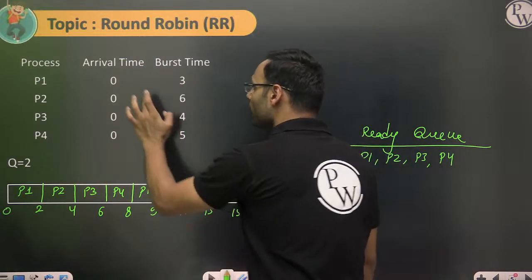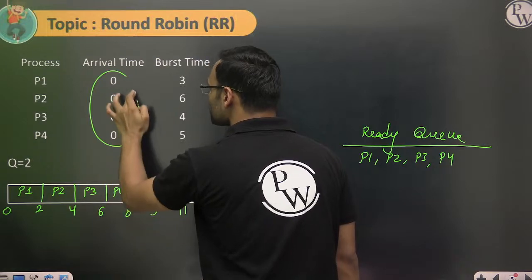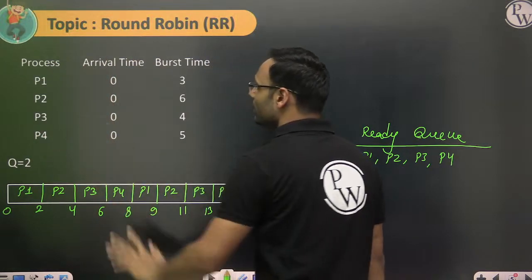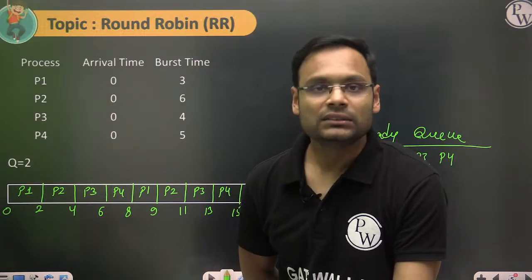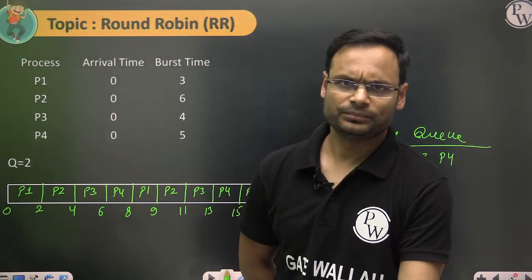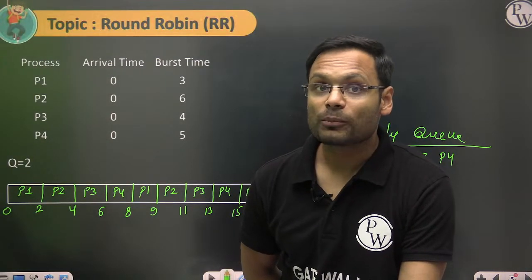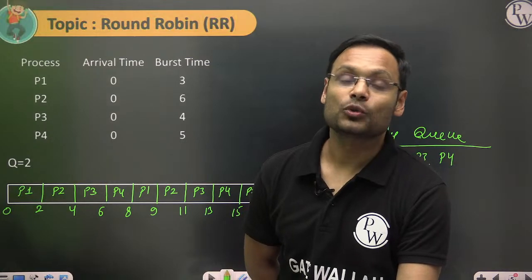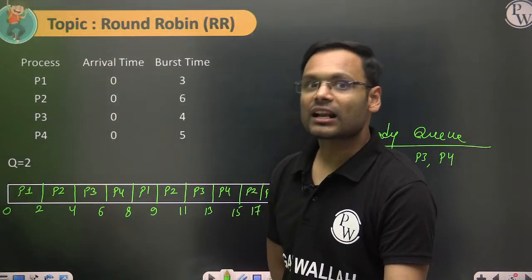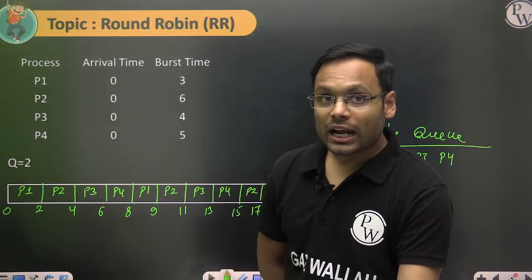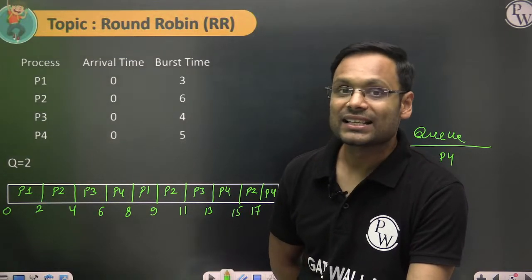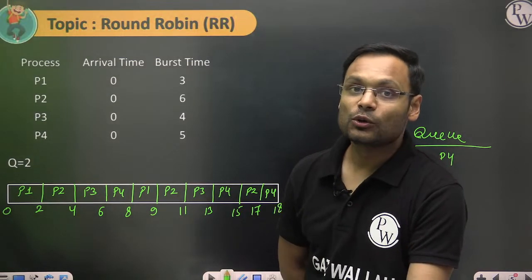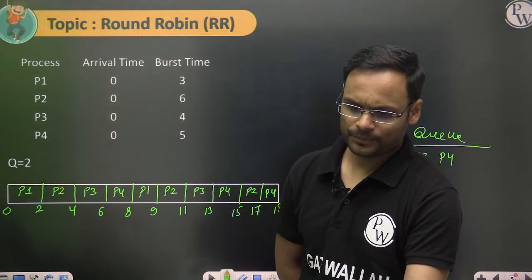See, this is round robin, but easy when all processes arrive together. When all processes arrive together, then it is easy. But when all processes are not arriving together, we have later arriving processes. The arrival times of processes are different. In that case, the round robin algorithm is a little different.